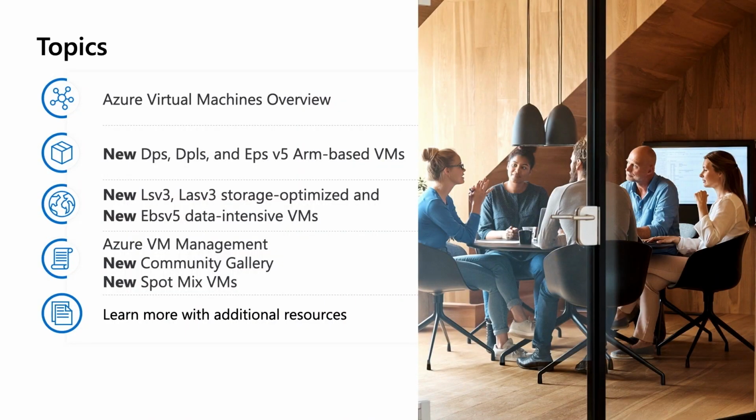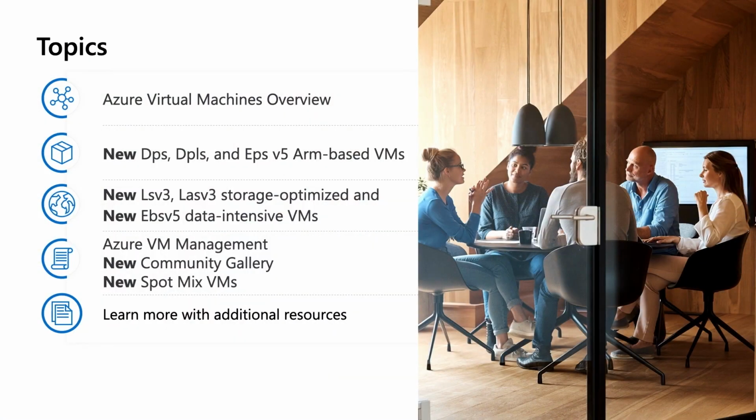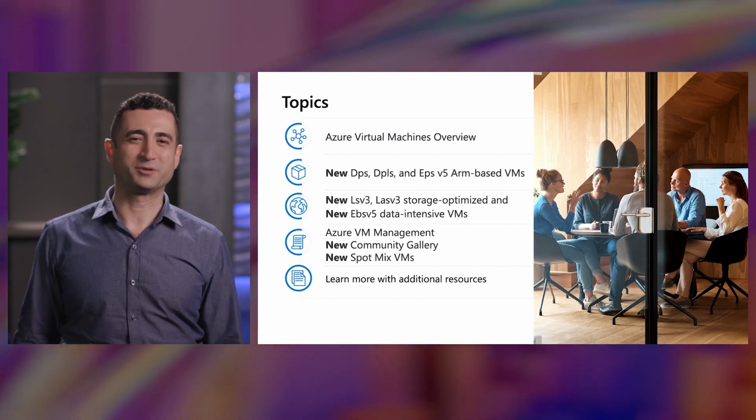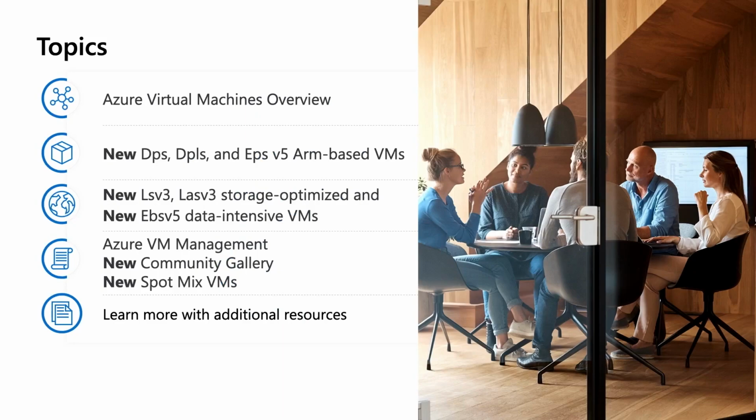We'll cover an overview of Azure virtual machine types and our recent announcements. And I'll introduce you to Azure's new Arm-based VMs and discuss their features and availability. And then I'll pass the baton to Stephanie to introduce the new L-Series V3 storage-optimized VMs and the new EBS V5 VMs. Varun will take it from there and overview VM scale sets, the new community gallery, and spot mix capabilities, including an exciting demo. And we'll close with resources to learn more. Let's dive into the overview.